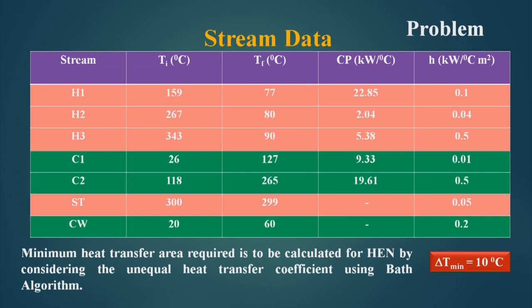For this problem, we have taken delta T minimum equal to 10 degree centigrade. Now, our requirement is to find out the minimum heat transfer area. Please note this, I am going to calculate the minimum heat transfer area, not maximum heat transfer area, of the HEN considering unequal heat transfer coefficients using the Bath algorithm. So, whatever algorithm we have shown you is called the Bath algorithm.